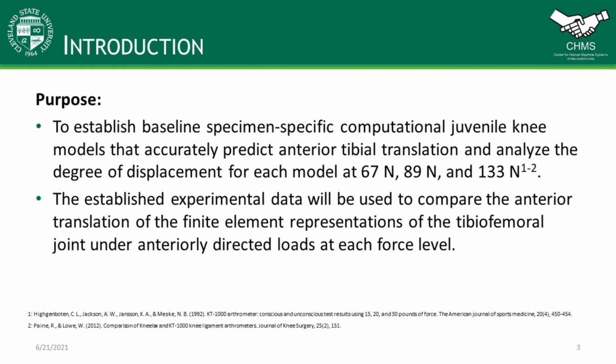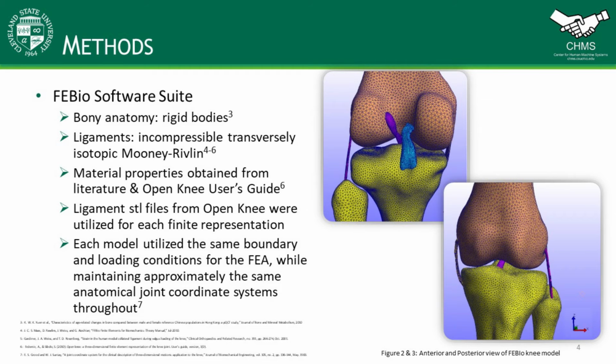The purpose of this experiment was to establish baseline specimen-specific juvenile knee models that can accurately predict the anterior drawer test. In doing so, we will analyze the degree of displacement for each model when subject to different anterior loads. The established experimental data will be used to compare the anterior tibial translations that were measured using our finite element representations. The FEBio software suite was used to develop the finite element representations of the pediatric knee joints. The protocol established by the Open Knee User's Guides was followed to create the finite element representation models that were utilized in this experiment.